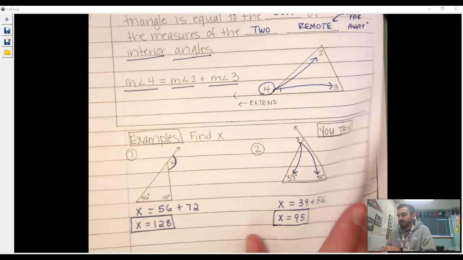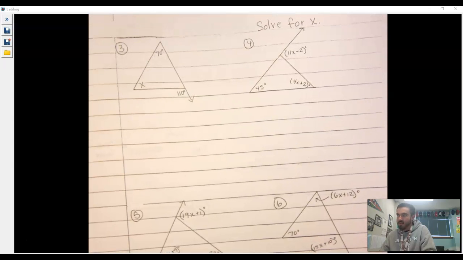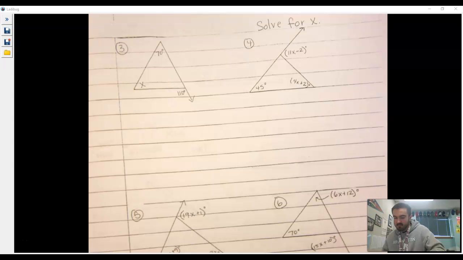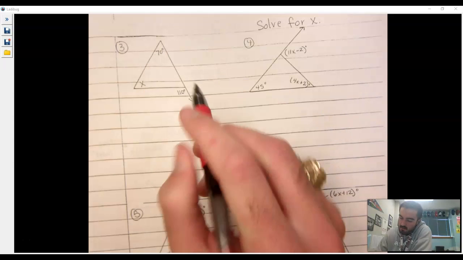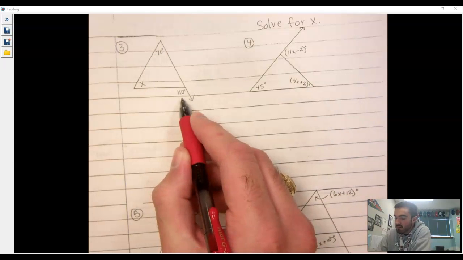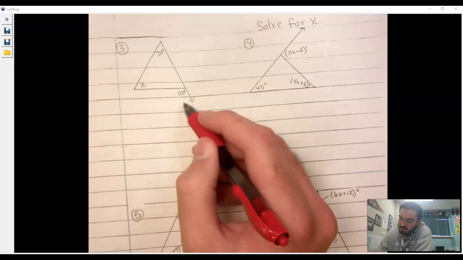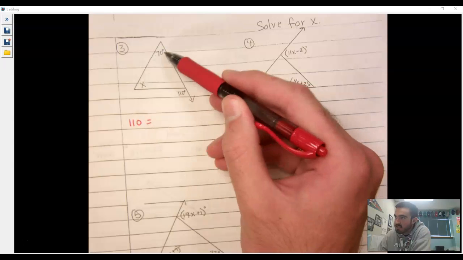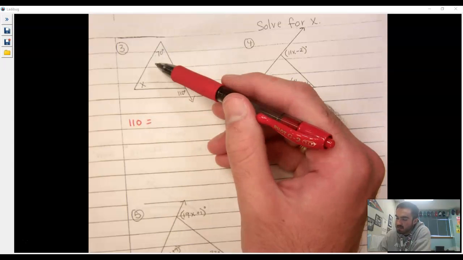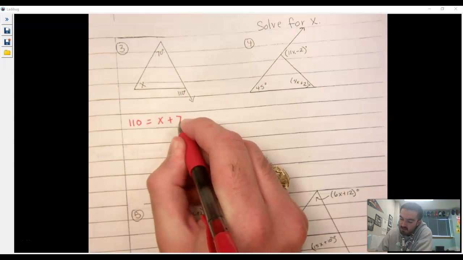Alright, so let's try number 3 then. This isn't too bad. Number 3. If, for instance, we have here, we still have a triangle, right? This is our exterior angle now. So our exterior angle is not x. If you notice, this is the angle that's outside of the triangle. So this is 110. So that's our exterior angle. And remember, it's equal to the sum of the remote interior angles. So our remote interior angles are x and 70. So we have x plus 70.